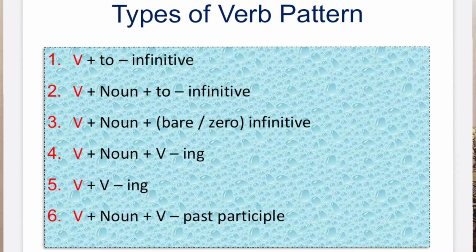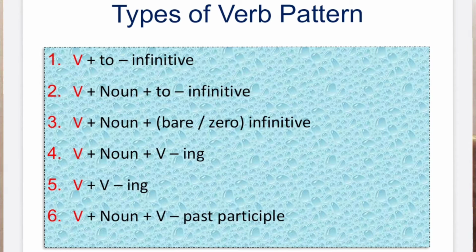Here are the six structures we have written. First one, verb plus to-infinitive. Second, verb plus noun plus to-infinitive. Third is verb plus noun plus bare or zero infinitive. Fourth one is verb plus noun plus verb-ing. Fifth, verb plus verb-ing. And sixth one is verb plus noun plus verb past participle. And there is also another structure, verb plus that clause. But basically we are going to discuss here these six points.